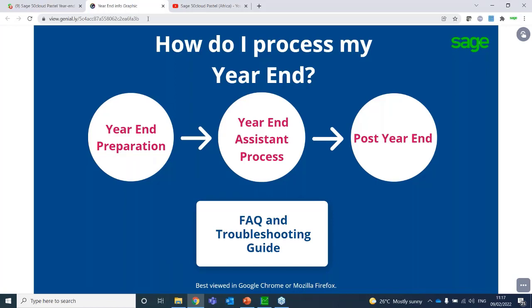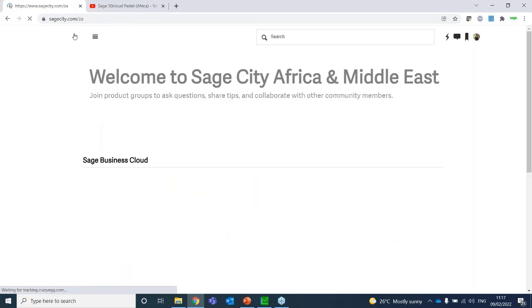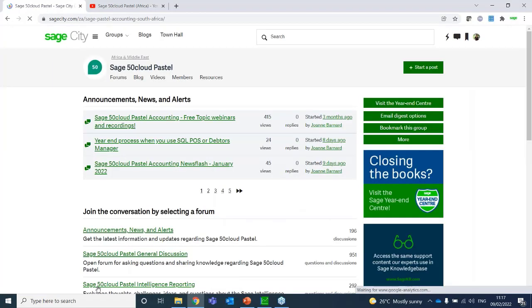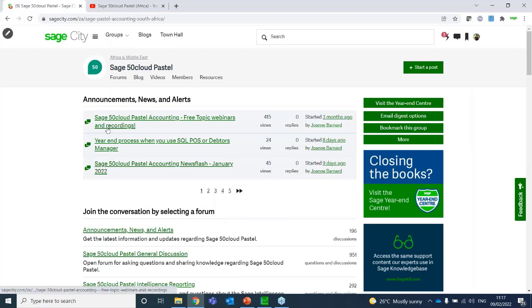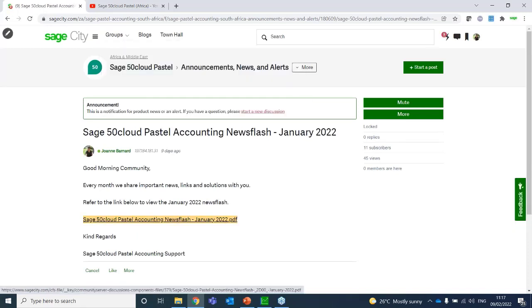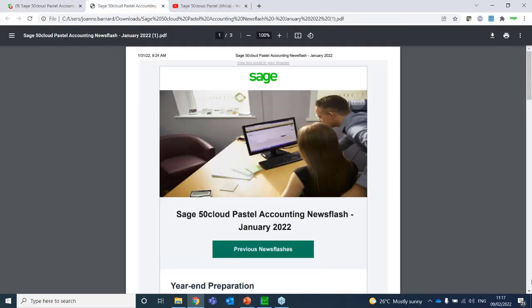So guys, this is here. This is how you can do it. And guys, I will put it on the news flash. And the news flash then will also be via Sage City. So again, if we're in Sage City and we go to Sage 50 Cloud, guys, there will be a new one that says Sage 50 Cloud Pastel Accounting News Flash February. And that will be here. And if you want to view it, you can click on it. And basically what it'll do is it'll download a PDF for you.